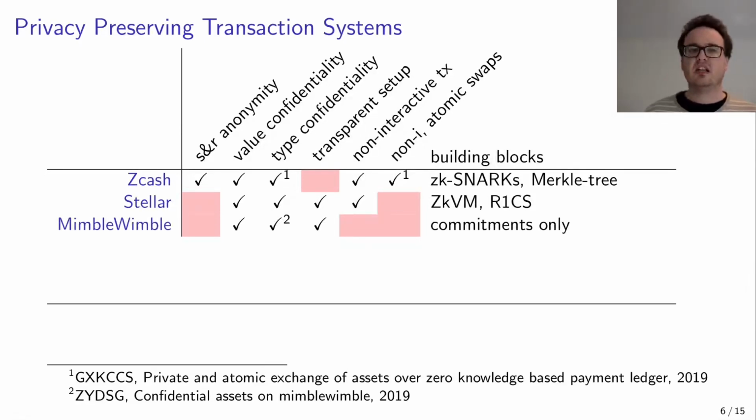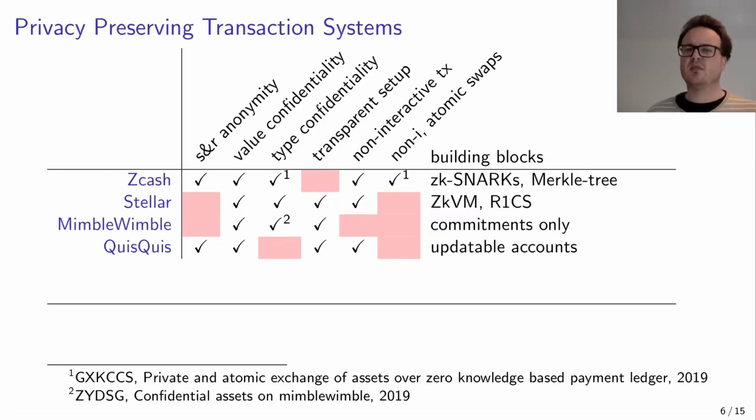Mimblewimble is awesome. It's super scalable and efficient. It has no accounts and thereby achieves a kind of sender and receiver anonymity. The problem there is that we have interactive transactions, so you need to talk to the recipient, and then you can do a lot more fancy stuff.